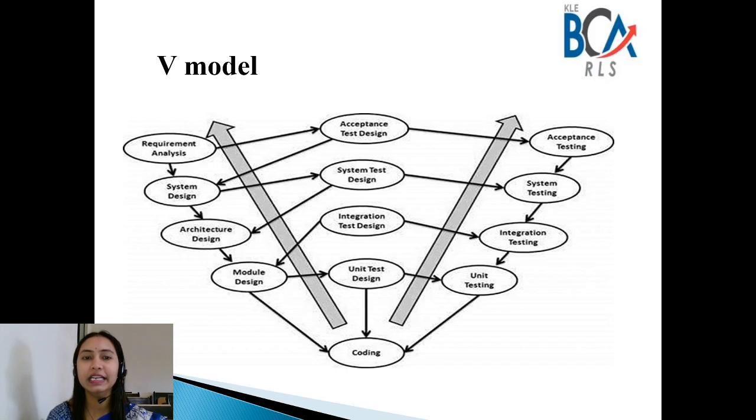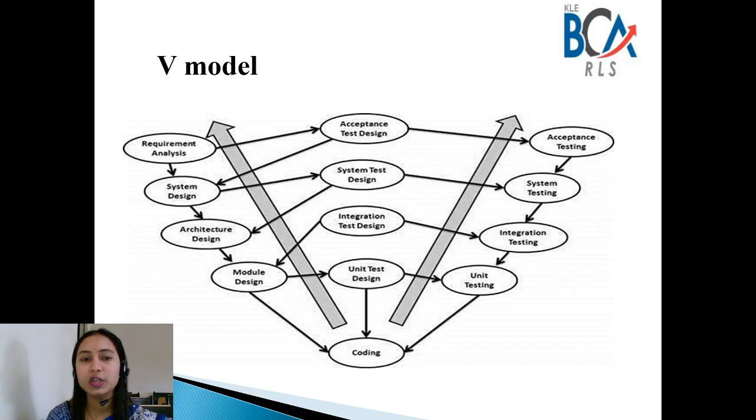Next comes the integration testing. Integration itself indicates that you are integrating all the modules which you have designed, or all the individual features, you combine them and have a proper testing. This is performed to test the coexistence and communication of the internal modules within the system. For example, in a single application there are so many modules, so you check each and every module and how it is correlated to the other modules.